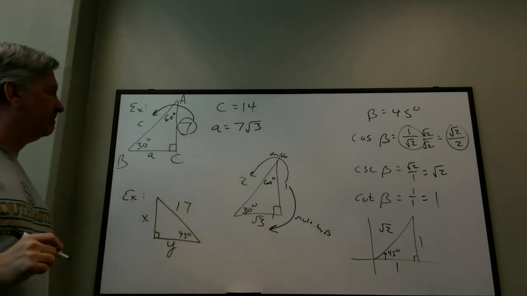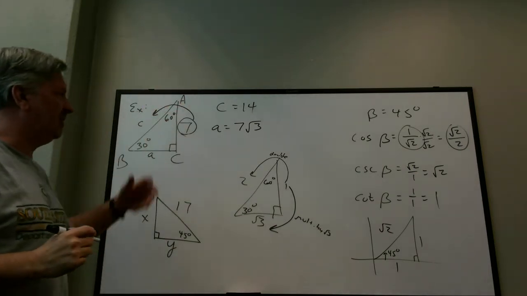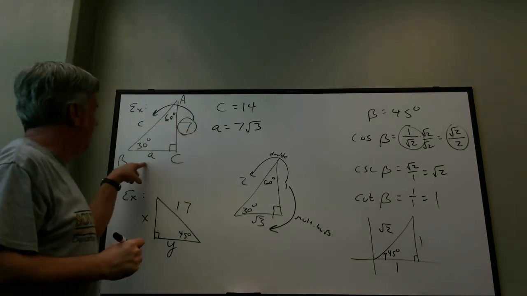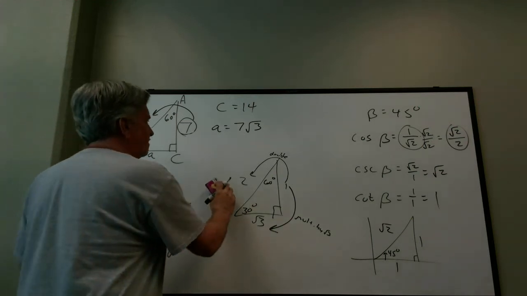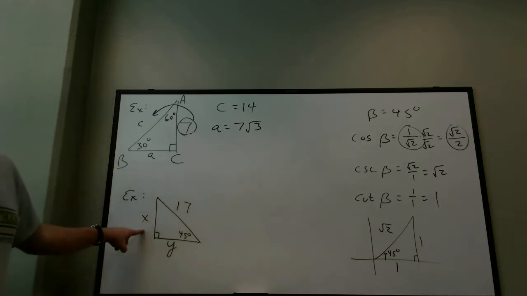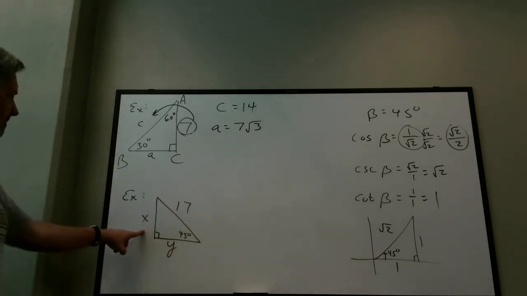There's no work. If you just think about the triangle and how this relates, you just multiply by root 3. Done. Okay? So that's that one. Now the next problem is similar. Here's the picture for the next problem. Find the exact values of x and y.